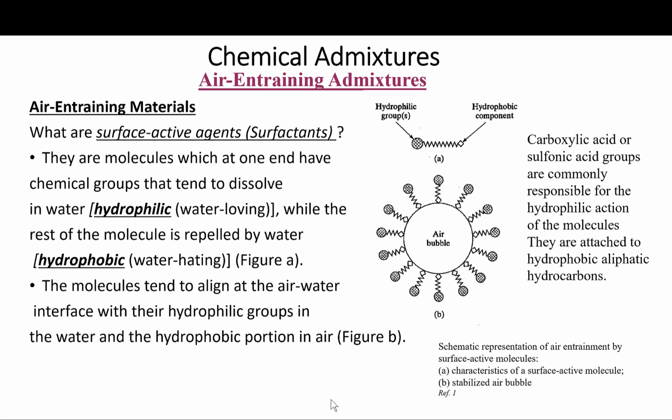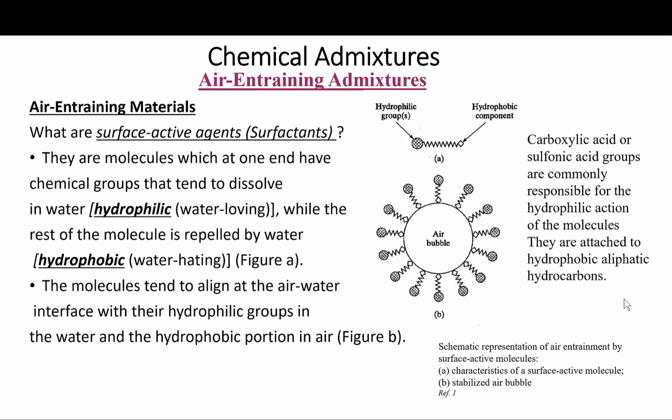So these groups, like carboxylic acid or sulfonic acid groups, are commonly responsible for the hydrophilicity of the molecules and are attached to hydrophobic, aliphatic, or aromatic hydrocarbons. That's how we create this strange mix of a surfactant, as you can see here, described in this comment.